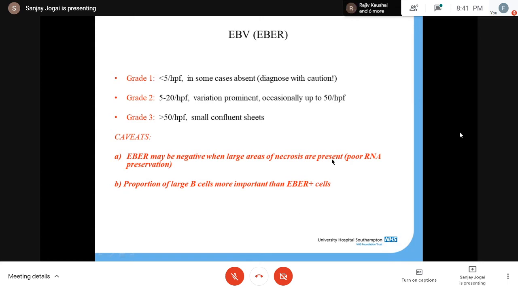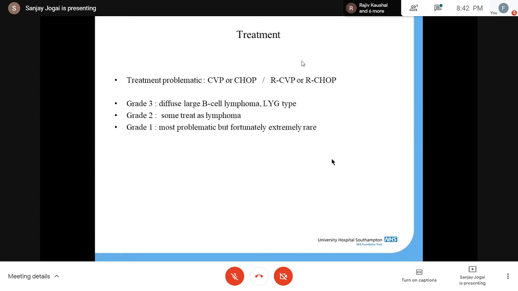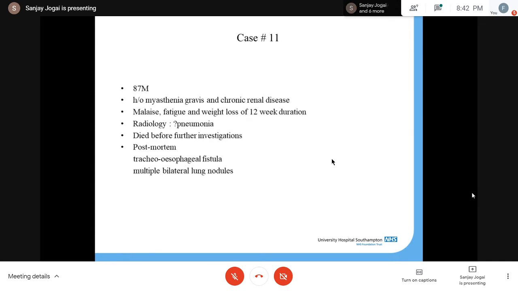So if you see sheets of large B cells, that is what is DLBCL. Now, treatment is problematic. As I have said, grade 3 is usually treated as DLBCL. Some treat as lymphoma. Grade 1 is a bit problematic, but thankfully it is very uncommon. Now, with that, I'll show you a couple of examples.